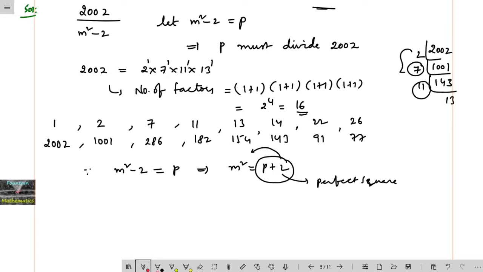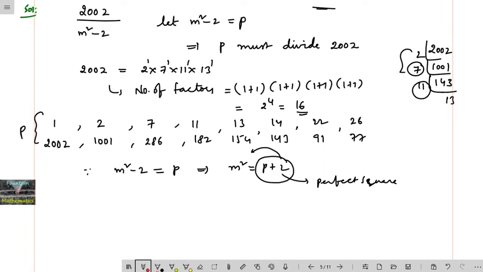Whatever the numbers are here in the denominator, p must divide. These are the factors for p here. These are the possible values of p. Adding 2 to these numbers will result in a perfect square number. That is what we have to identify. Now we need to add 2 to these numbers so that it will be a perfect square.